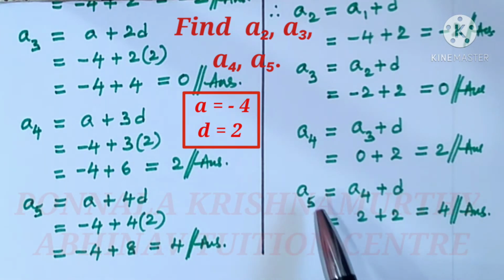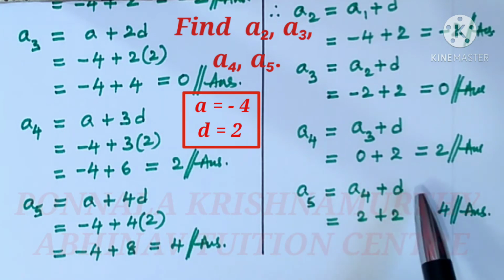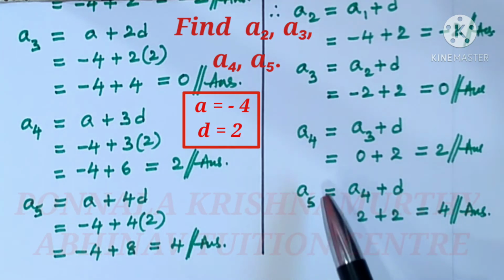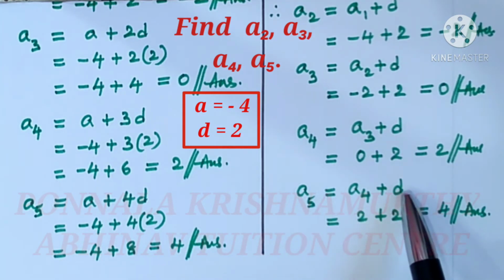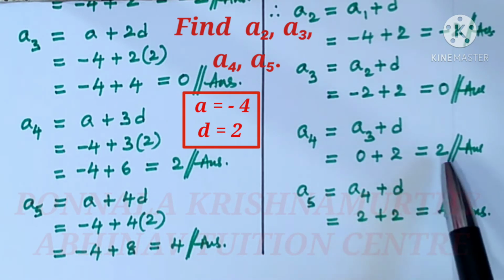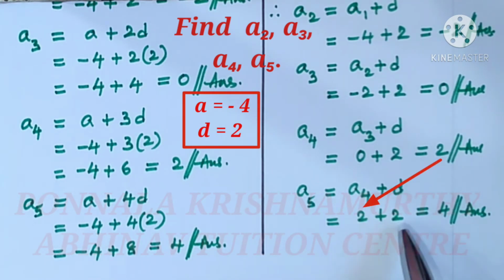In this method, A5 is equal to A4 plus D. That means the previous term plus common difference. A4 is nothing but 2, plus D is 2. 2 plus 2 is 4. Answer. So, same answers.